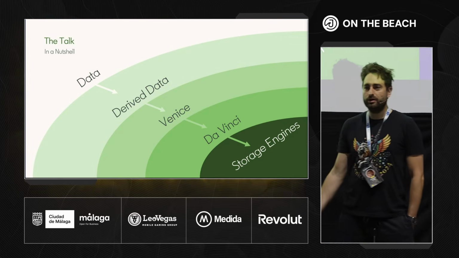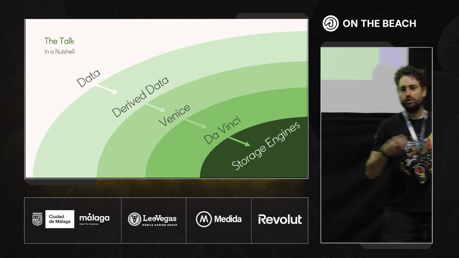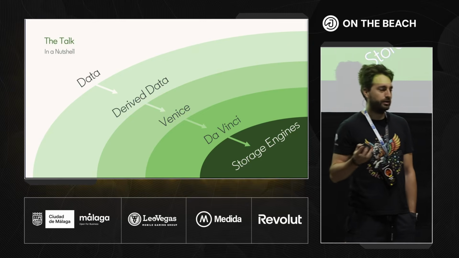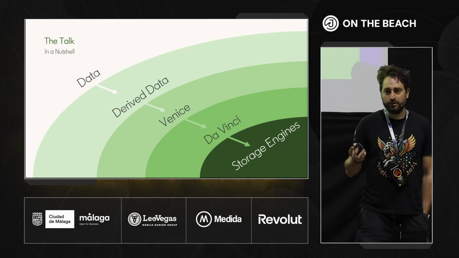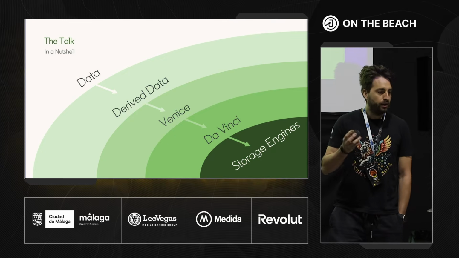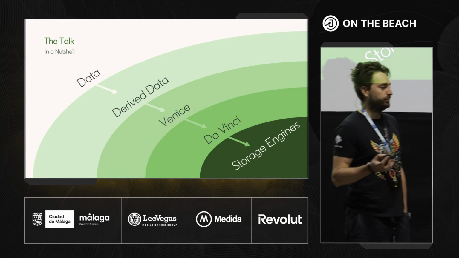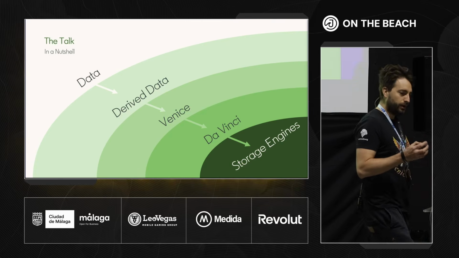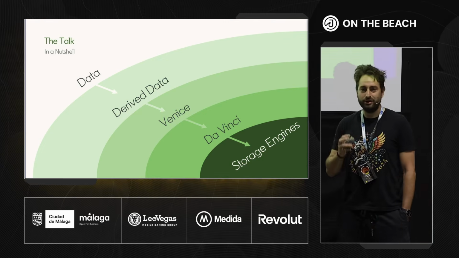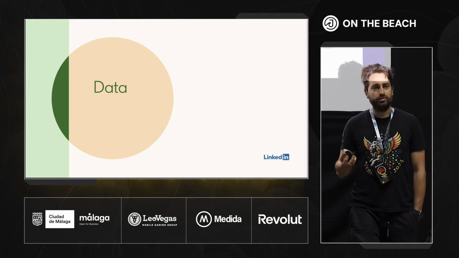This is my talk in a nutshell. We will be peeling the layers of this metaphorical onion, going from the outside in. We'll talk in general about data to set the stage, then zoom in on a specific kind of data that I call derived data. After that, I'll tell you about Venice, which is a database specialized in serving derived data. And then we'll transition to Vinci, which is one of the client libraries for accessing data in the Venice ecosystem. And we'll get to the deepest layer of this onion, which is the nitty-gritty details of the storage engines that we support. So let's start with data.